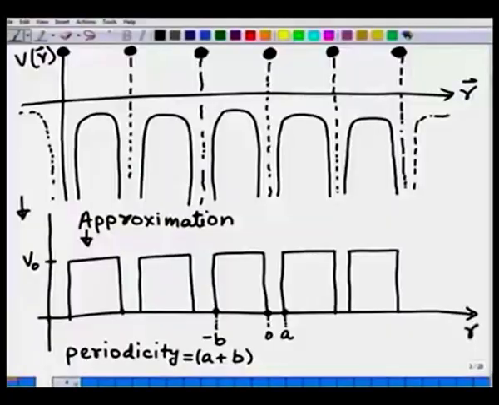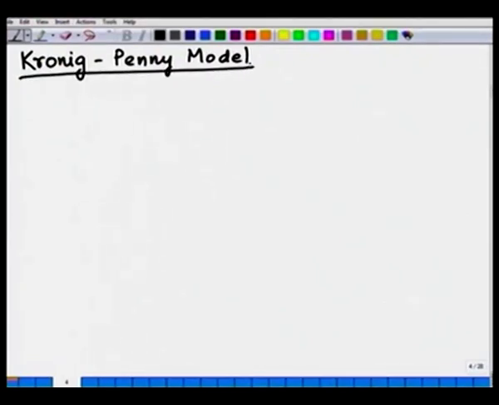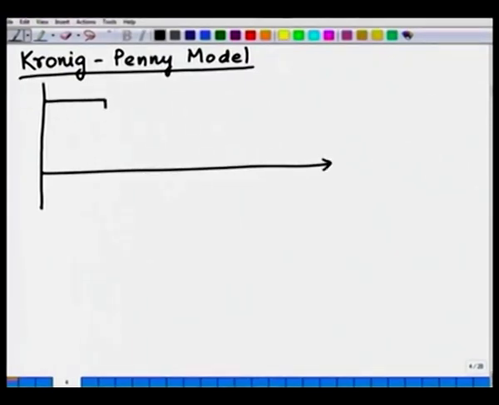So, essentially the Kronig-Penney model is about this. I am going to solve this as a Kronig-Penney model. This form of potential is called the Kronig-Penney model, which means that I am going to describe it. Let me replot this right here one more time. So, I want to plot it like this. I am going to plot something like this.